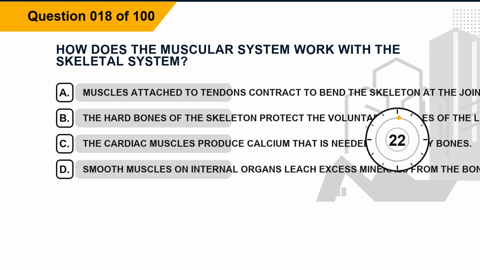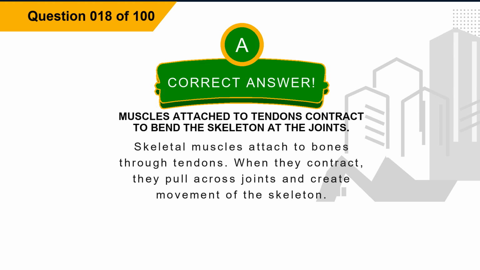Question 18. How does the muscular system work with the skeletal system? Option A, muscles attached to tendons contract to bend the skeleton at the joints. Option B, the hard bones of the skeleton protect the voluntary muscles of the limbs. Option C, the cardiac muscles produce calcium that is needed for sturdy bones. Option D, smooth muscles on internal organs leach excess minerals from the bones. The correct answer is option A, muscles attached to tendons contract to bend the skeleton at the joints. Explanation: skeletal muscles attach to bones through tendons. When they contract, they pull across joints and create movement of the skeleton.